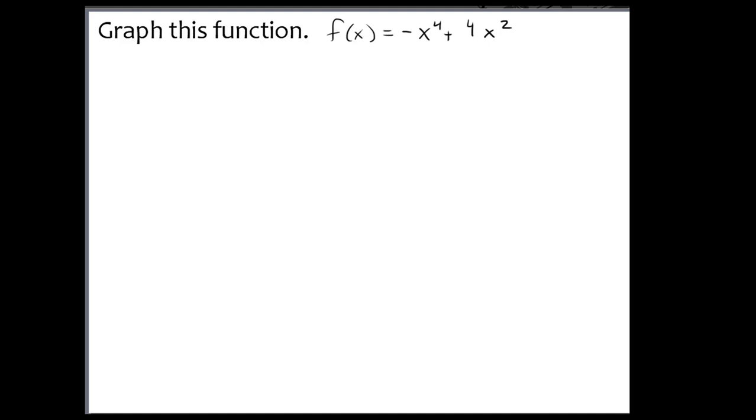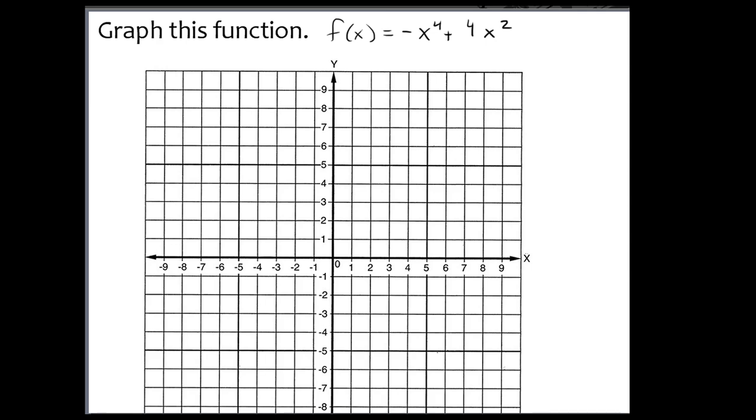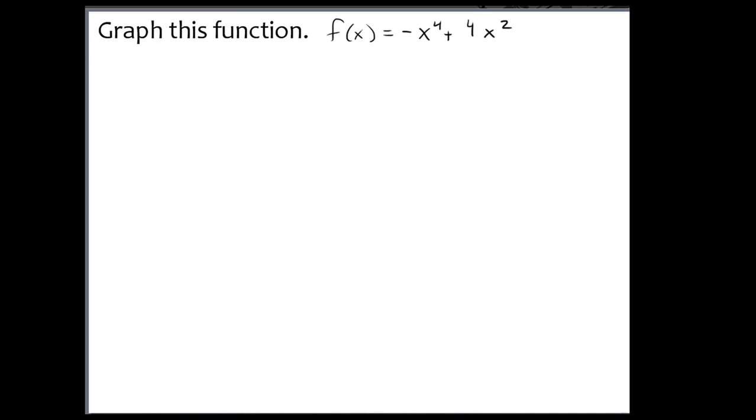I want to graph a function, and I'm going to start with the function f of x is equal to negative x to the fourth plus 4x squared. Now I've got my axes, but I'm in no way ready to graph this yet. First thing I want to do is find just the overall shape of it.